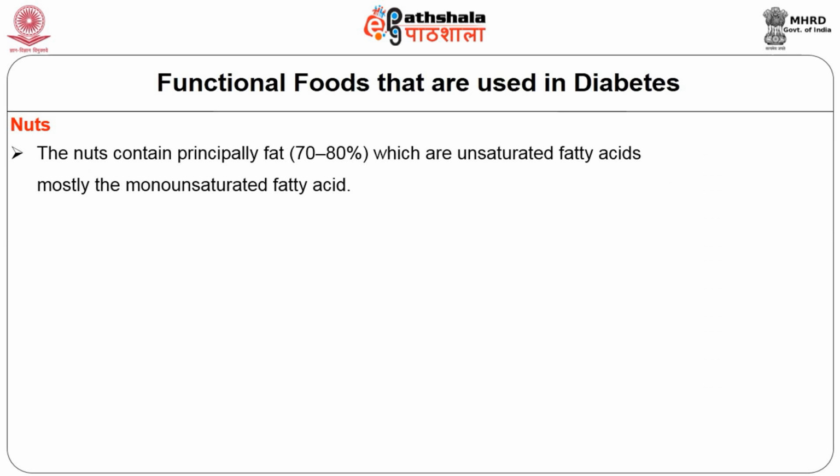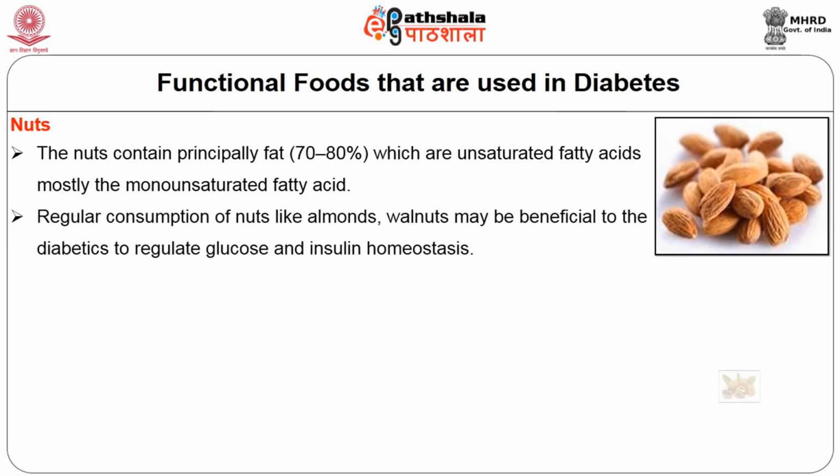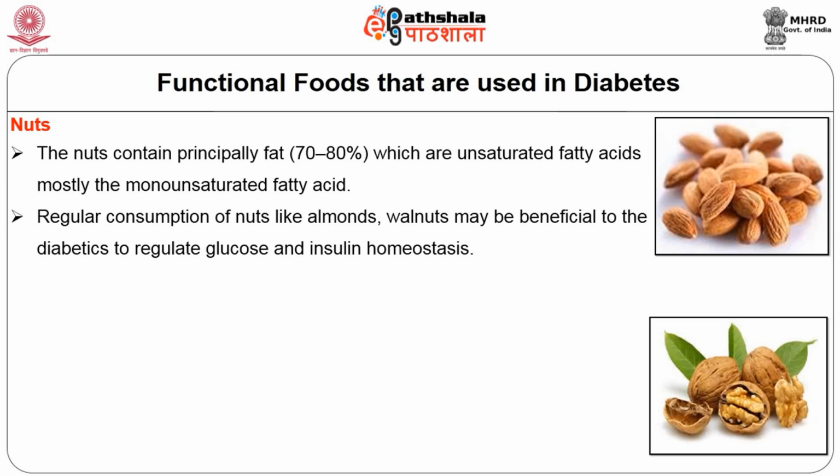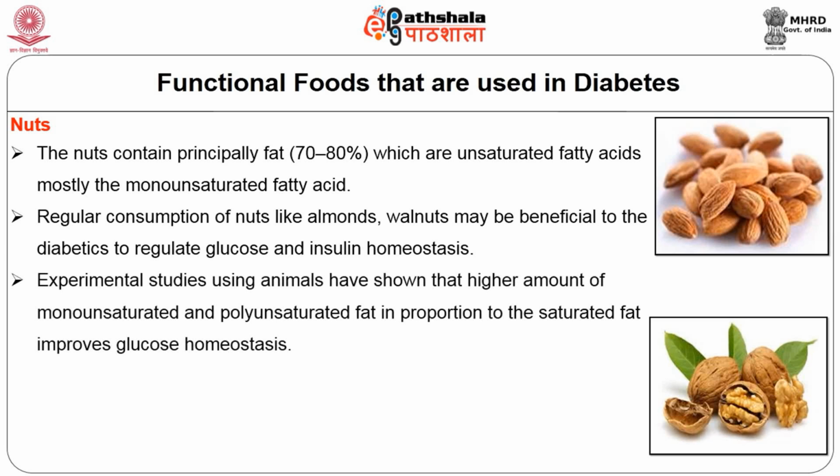The nuts, which contain principally fats, are also beneficial because mostly they have monounsaturated fatty acids. So regular consumption of nuts like almonds and walnuts may be of some help to diabetics because they can regulate glucose increases as well as insulin homeostasis. Experimental studies using animals have shown that a high amount of monounsaturated and a low amount of polyunsaturated fat in proportion to saturated fat improves glucose homeostasis.